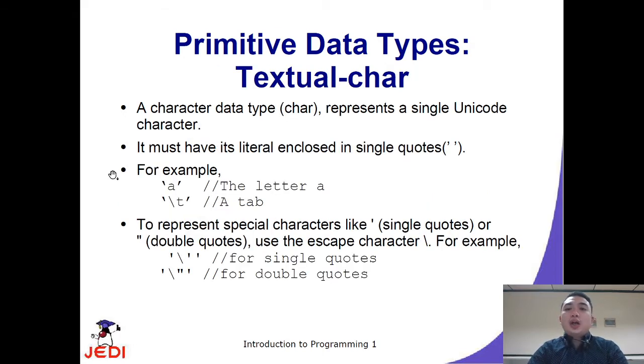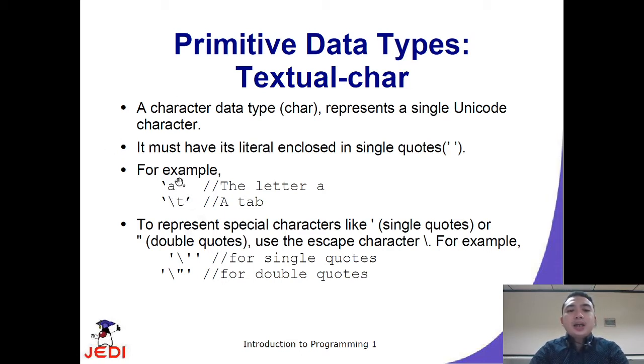Next is the textual data type. First variation of the textual data type is the char. The char is basically a character data type. It only represents a single Unicode character, A, B, C, D, E, etc., and other special characters. Take note that character literals are enclosed in single quotes. Every character literal must be enclosed in single quotes, and you store it in a char data type.